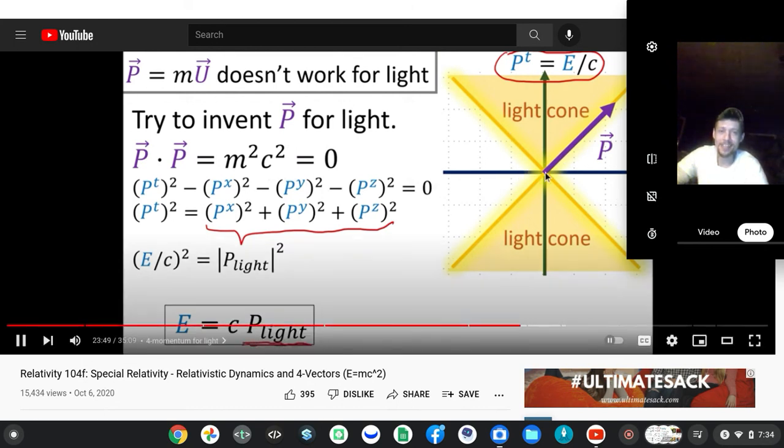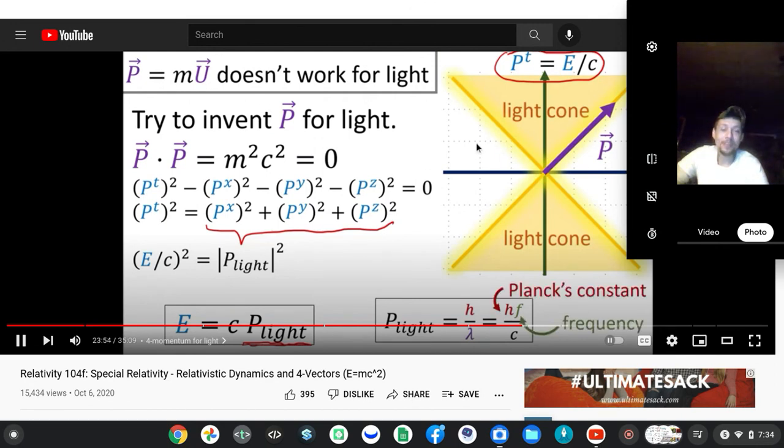And if you know some quantum mechanics, you'll know that light's momentum is related to its frequency, where higher frequencies give higher momentum and energy.